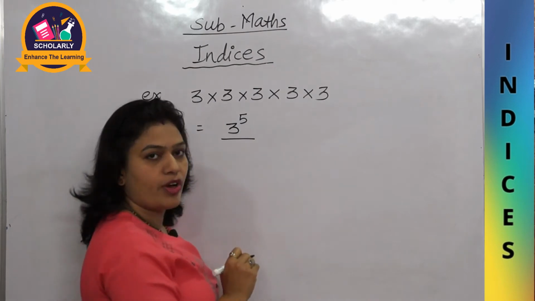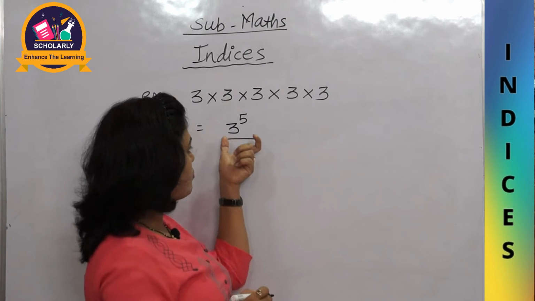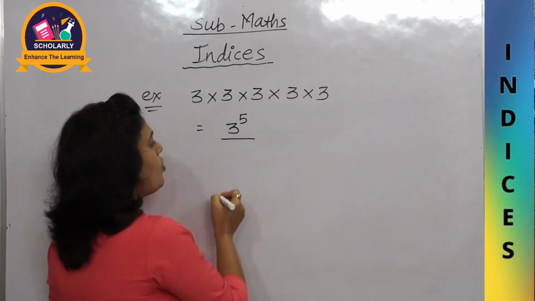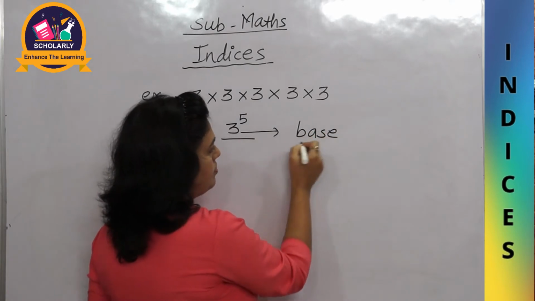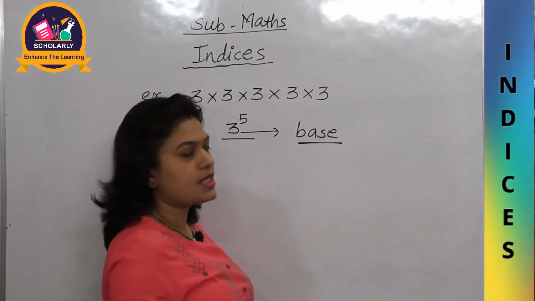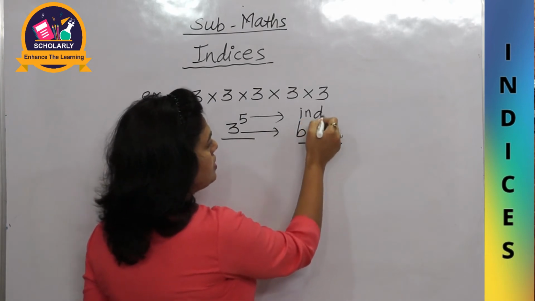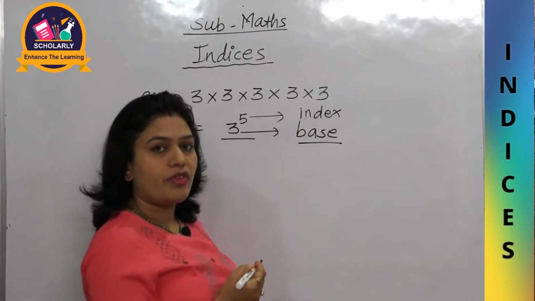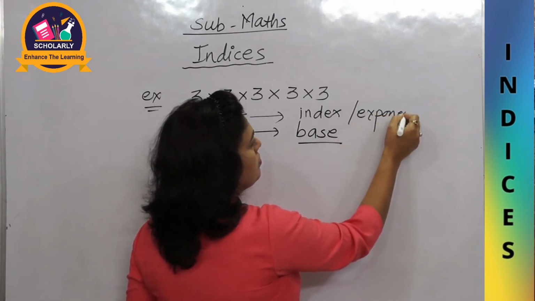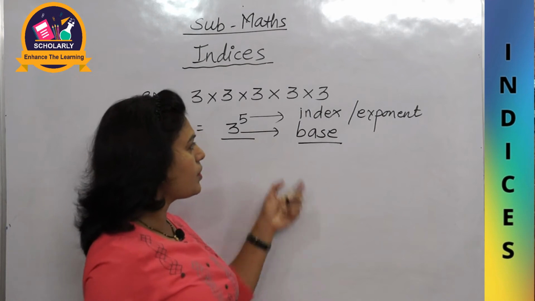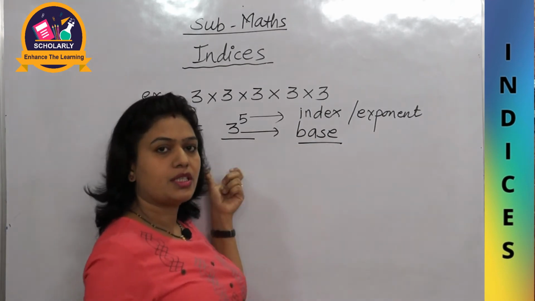3 raised to 5, it's nothing but the index form of a number. In this form, 3 is the base, and 5 is called the index, or we can also call it the exponent. Index or exponent. So we can simply write here 3 raised to 5.